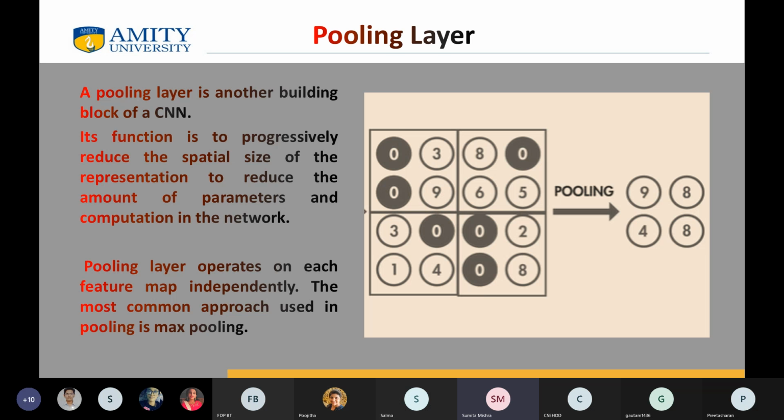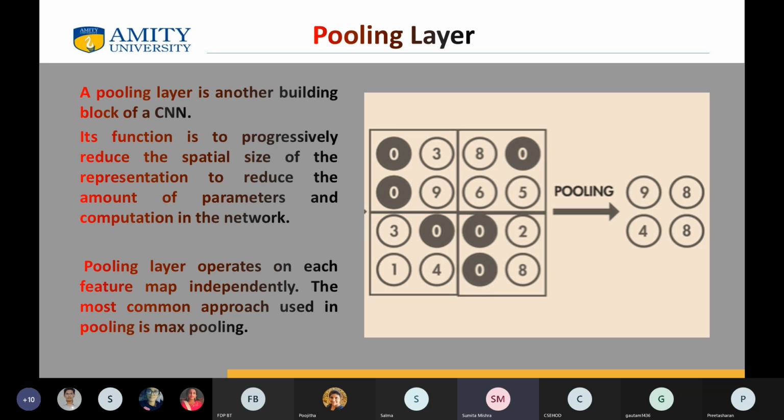Then in the second block you see 8, 0, 6 and 5. So what we do in this block, we take the maximum value from this. This is 8, so I have put 8 here. In the third block you see maximum is 4 and so on. You can use average pooling also, but most of the time max pooling is very efficient. So we employ max pooling only in the design of our convolutional networks.